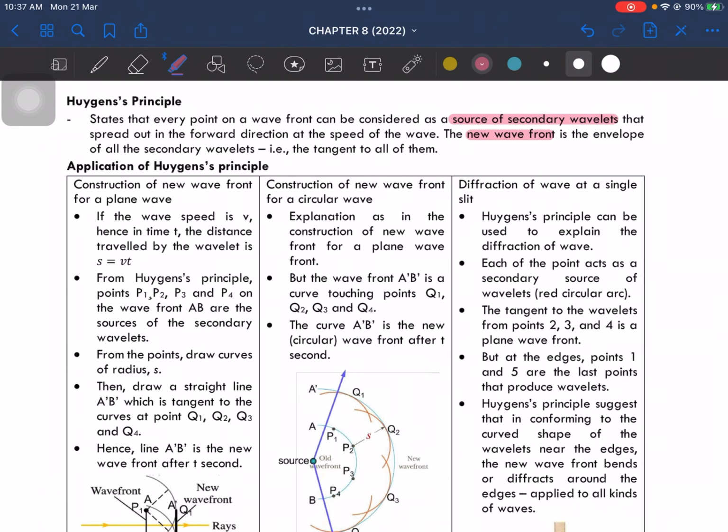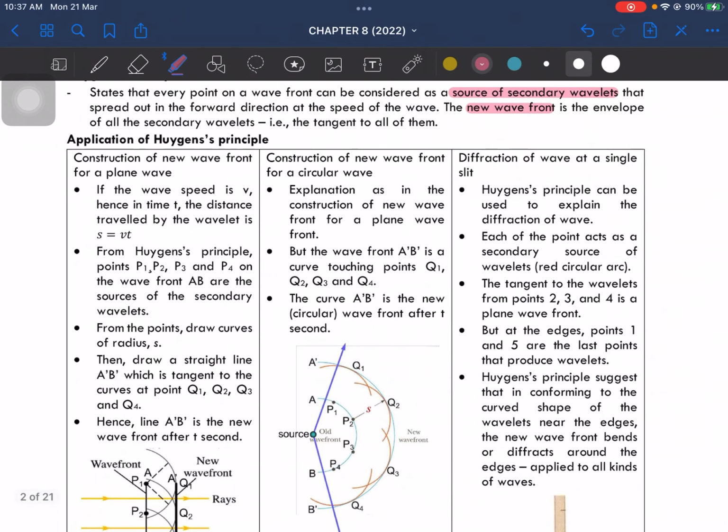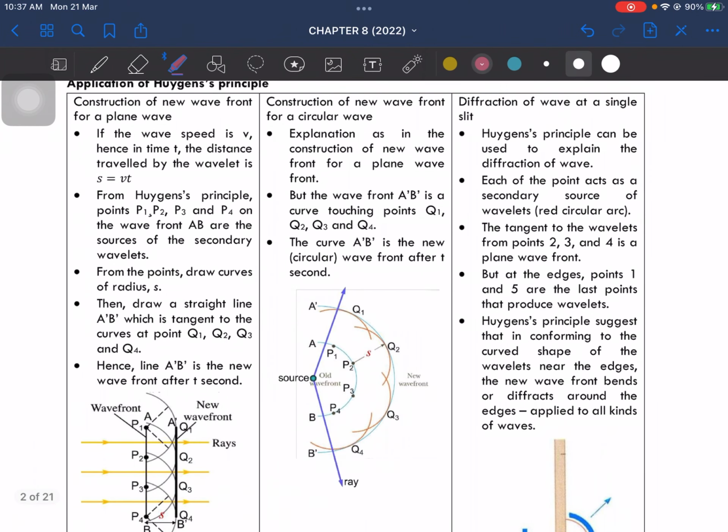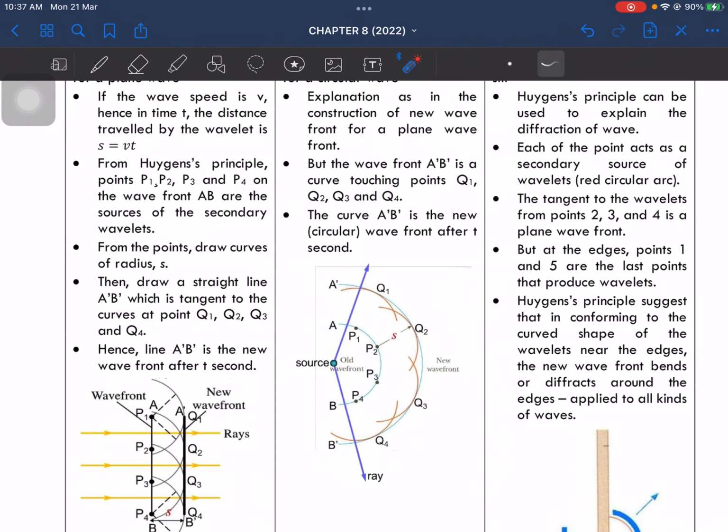Okay, so let's look at some of the applications of Huygens' principle right now. The construction of a new wavefront for a plane wave. Let's look at that. Now, if the wave speed is v, in time t the distance traveled by the wavelet is just this one here.